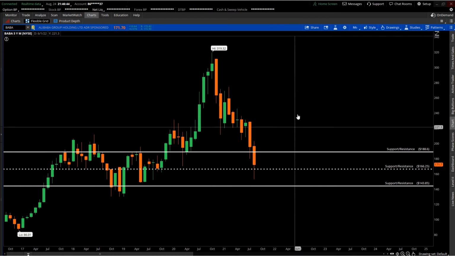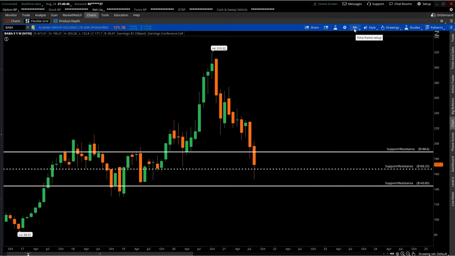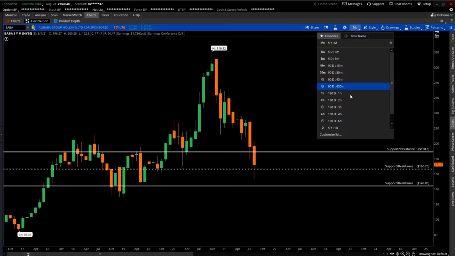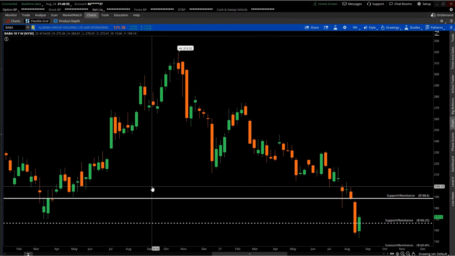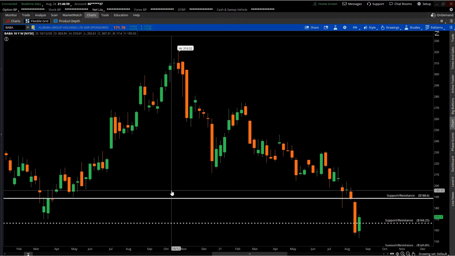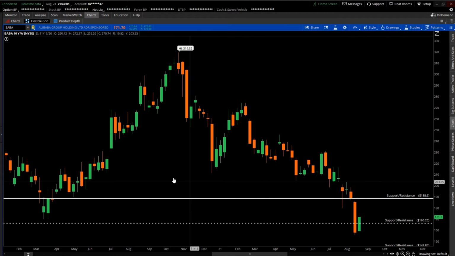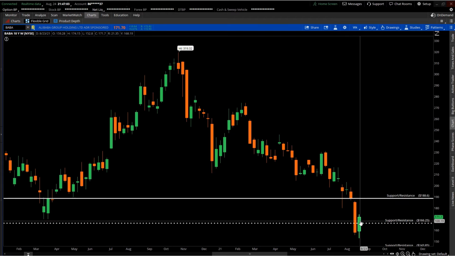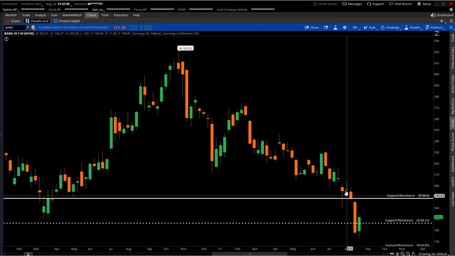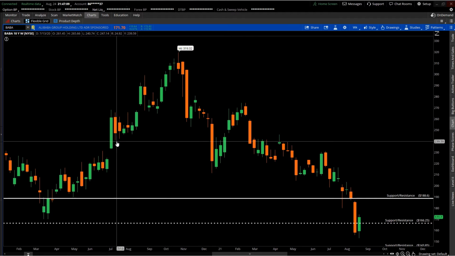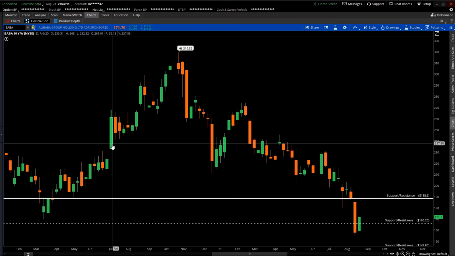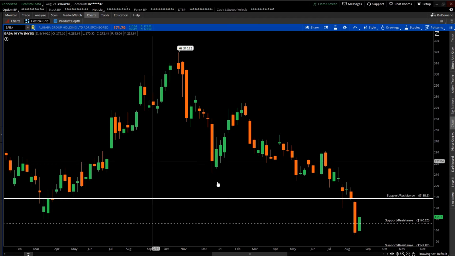So I'll drop back down to the weekly time frame. So this is the weekly time frame, a bit more detailed than what the monthly was showing. Each candlestick represents a week's worth of trading activity, whereas the monthly chart was showing each candlestick to be 1 month's worth of trading activity.